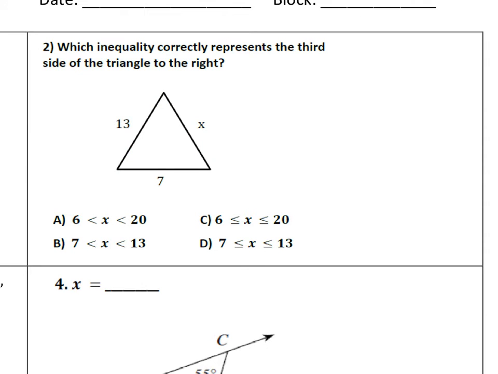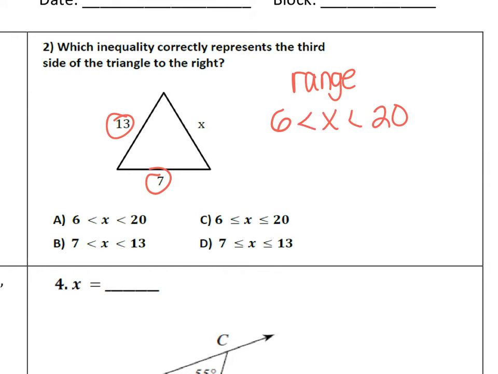Taking a look at question number 2, it says, which inequality correctly represents the third side of a triangle? Anytime we're talking about third sides, we're talking about a range. So we want to know what the range is. We're given 13 and 7. So we add 13 and 7 and we get 20. And we subtract 13 and 7 and we get 6. So our range is between 6 and 20.